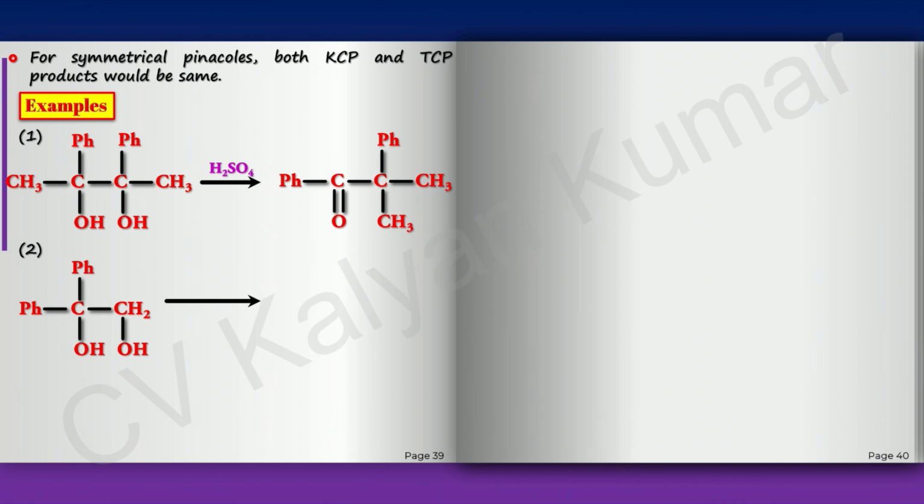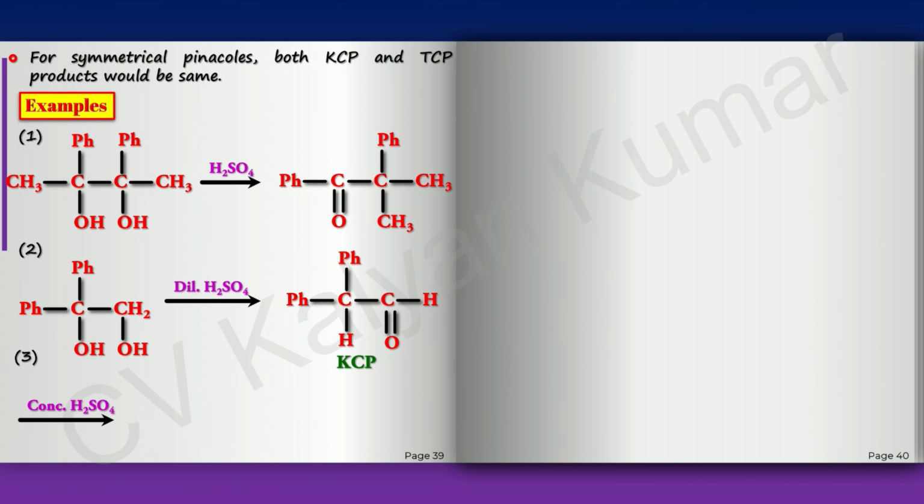Again, pause the video now. So if it is dilute, then I will always make KCP. So the left side would be more. So a carbocation will form here, then there will be a hydride shift, then this will become the C double bond O. And that is what is happening. But if I were to use concentrated in this case, I'll get the left carbocation, the right carbocation and a phenyl shift.